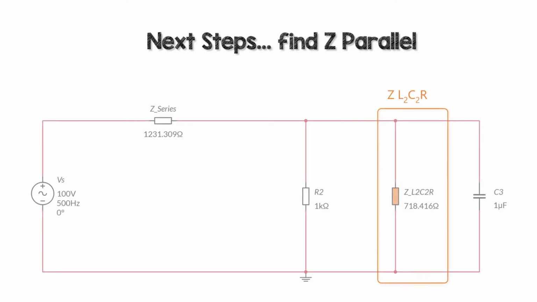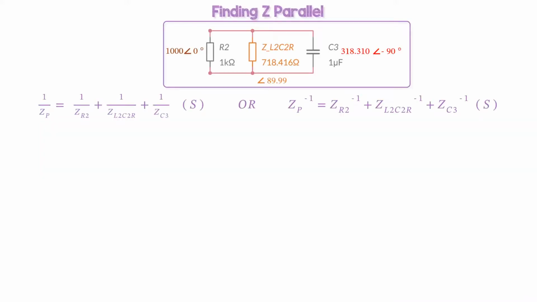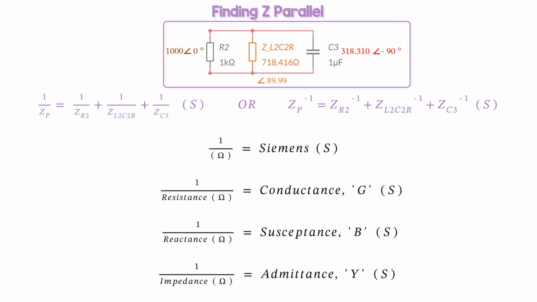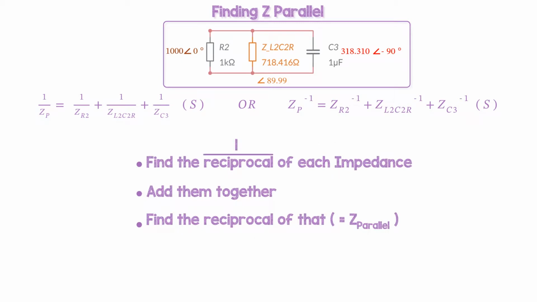Now to find Z parallel using the reciprocal method like we do with normal resistors. The reciprocal of ohms is Siemens with a capital S, and here are the names of the reciprocals of resistance, reactance and impedance, although their names don't really matter when you're trying to do an assignment. We'll find the reciprocal of each impedance, resistance or reactance, and then add them together, and then find the reciprocal of that to find Z parallel.